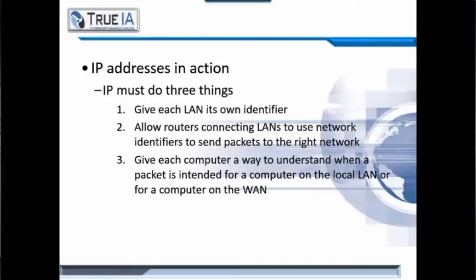So for an IP address, you must be sure to do three things. First, give each LAN its own identifier. Next, allow the routers connecting the LANs to use the network identifiers to send packets, and then give each computer a way to understand a packet that's intended for that computer on the local LAN.